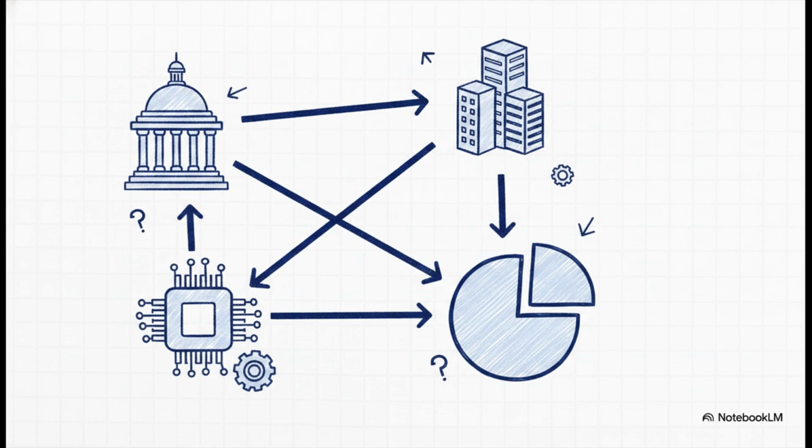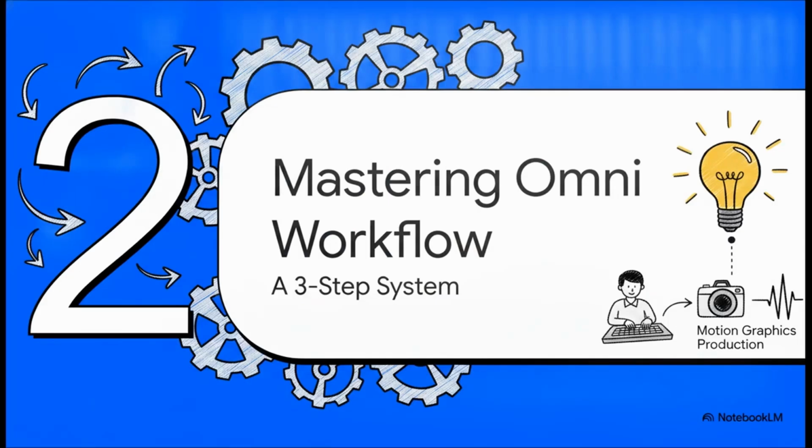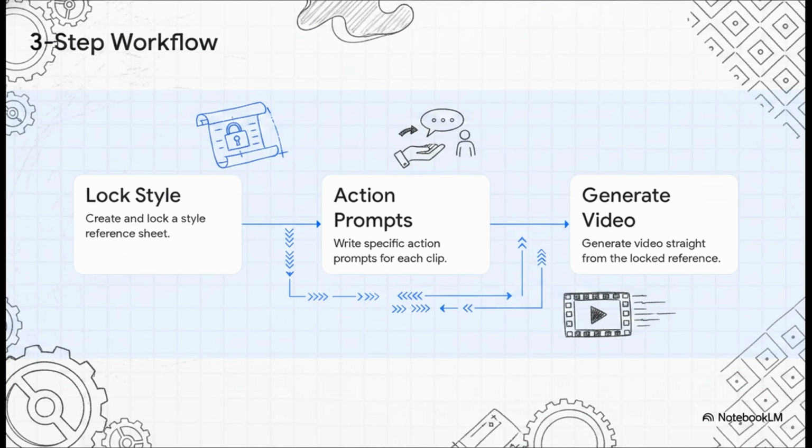Now, just to be clear, our focus here is strictly neutral regarding the actual subject matter. What we really care about is the software's ability to take this dense, multi-layered story, which is full of logos, specific people, complex financial concepts, and actually render it into a visually cohesive explainer. Which brings us to section 2, mastering the Omni Workflow. I'm going to walk you through the exact 3-step system to make this work. And this brilliantly illustrates the methodology you need to harness this capability.